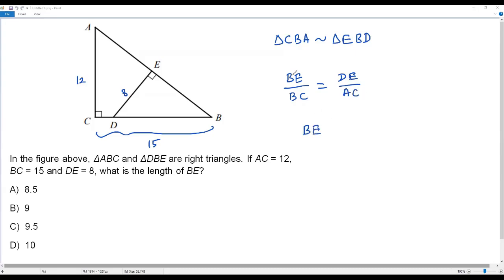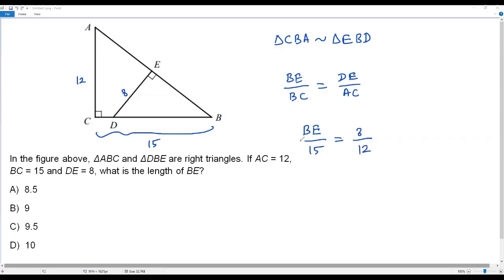So BE is unknown. Only for this BE do I have to find the length. For BC, I know the length, it's 15. Let me plug in 15 for BC. And for DE, I know the length, it's 8. And for AC, I know the length, it's 12. Now I have to solve for BE in this one.